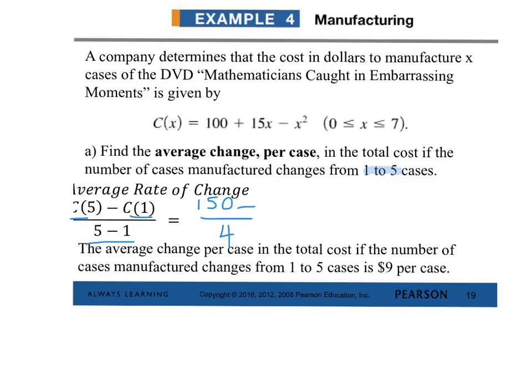And the cost of 1 case is 114. And so if I take 150 minus 114, I get 36. And the average of that $36 spread over 4 cases is $9 per case.